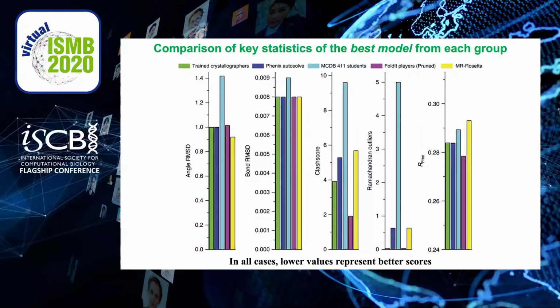Here are the results of the experiment, comparing the best model from each of the 5 different groups. For all these graphs, the lower the bar, the better. You can see that the Foldit players, in pink, outperformed the traditional methods overall, particularly with a lower R-free and much lower Molprobity clash score compared to the other methods.